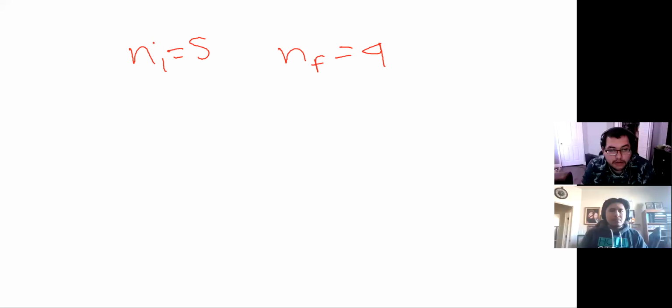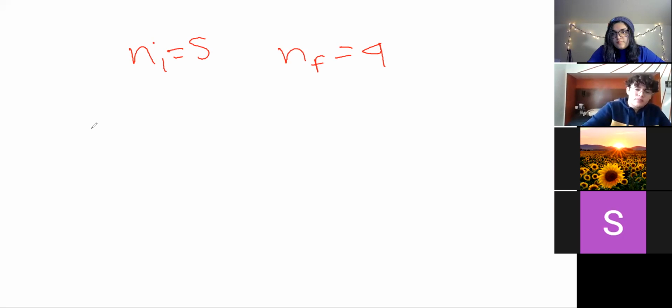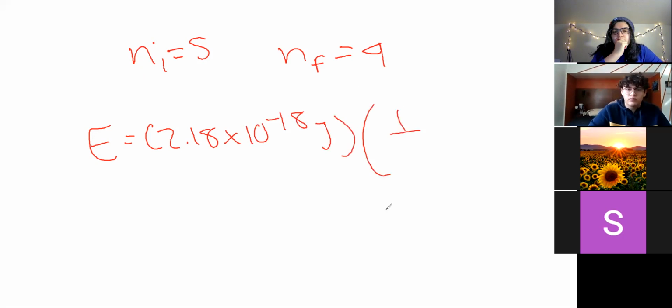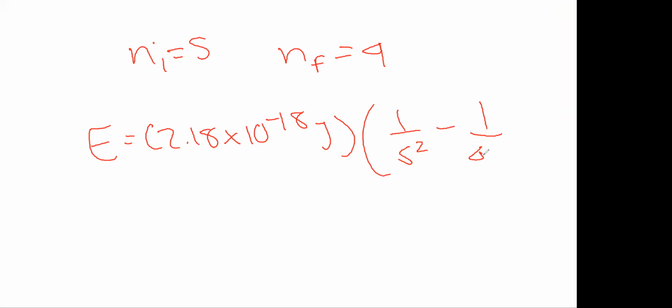Well, for this one, it's going to be E equals the Rydberg constant, which is 2.18 times 10 to the negative 18, then parentheses 1 over 5 squared, then minus 1 divided by 4 squared, right? So if you plug that into your calculator with parentheses, what are you going to get?